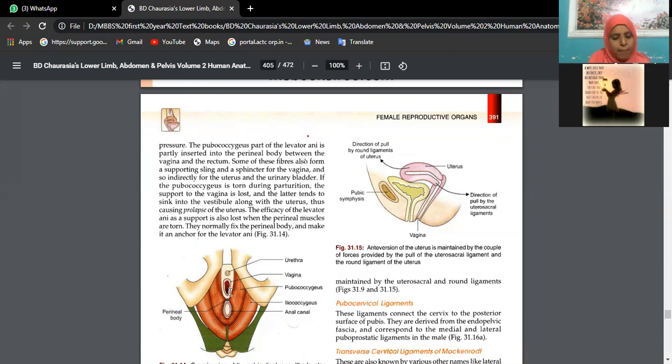See, the development part I will tell you at the end, because now I don't have the embryology textbook. I will download it and discuss later. Gross features, relations, supports, lymphatic drainage we will discuss.